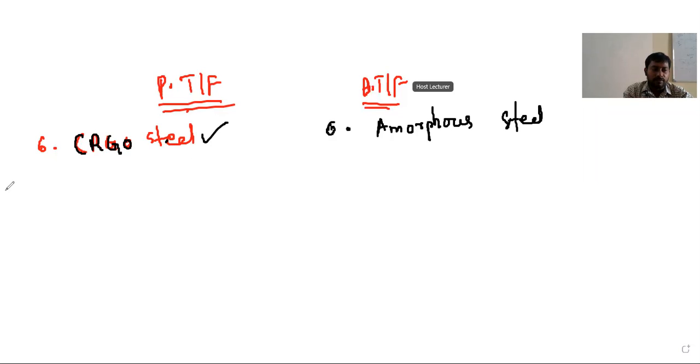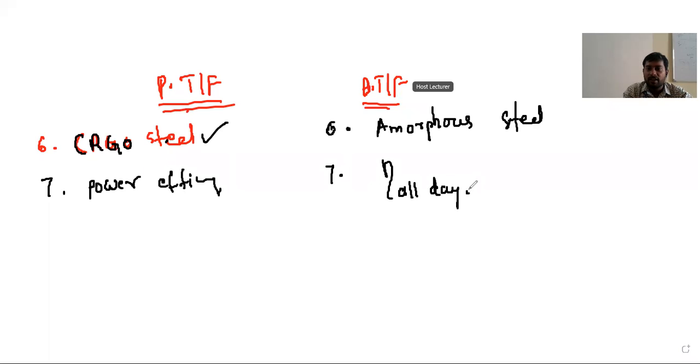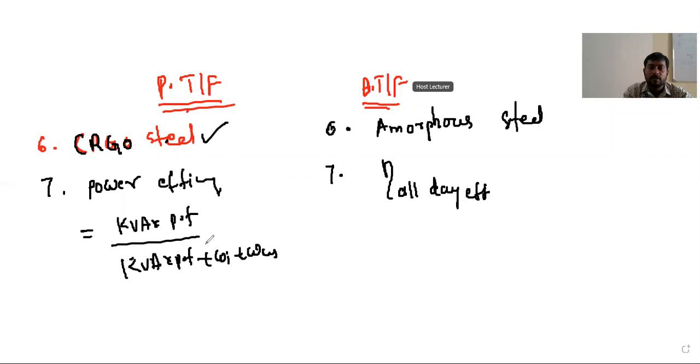And the seventh one is efficiency. The efficiency is called power efficiency in the power transformer, and in the distribution transformer, efficiency is called all day efficiency. If you take the formula here, it is kVA into power factor over kVA into power factor plus iron losses plus copper losses, into 100. This is the percentage of power efficiency.